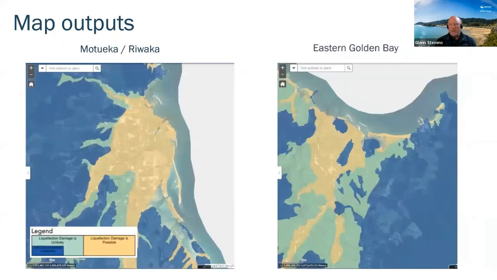We'll just go to the next slide. So this is the same thing, just showing some outputs from the Motueka Plains and the Takaka Plains. And so again, it's the broad alluvial plains where liquefaction is considered possible. But we do know that these plains are predominantly gravelly, and so yes, there'll be pockets of liquefaction on there, but it's not going to be widespread liquefaction across these areas.